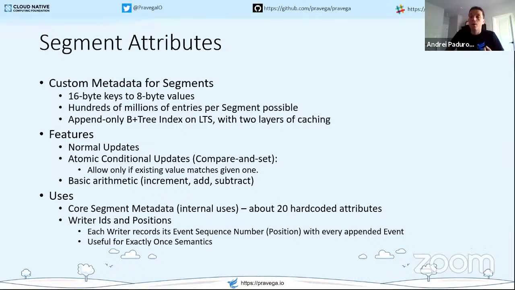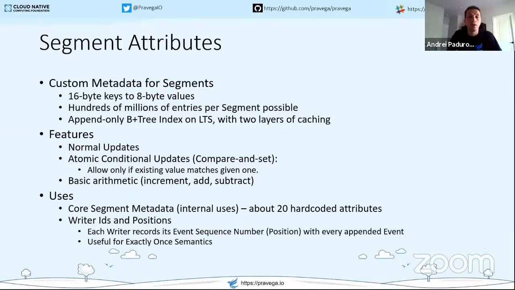But from a client point of view, which is the reason why we built these attributes in the first place, we store all the writer IDs and positions. Each event stream writer has a unique ID which it generates internally, or it has a way to retrieve it if it has to recover. And every time it makes a write to the server, it conditions that write on its internal event sequence number or the position to match whatever it thinks was on the server previously.